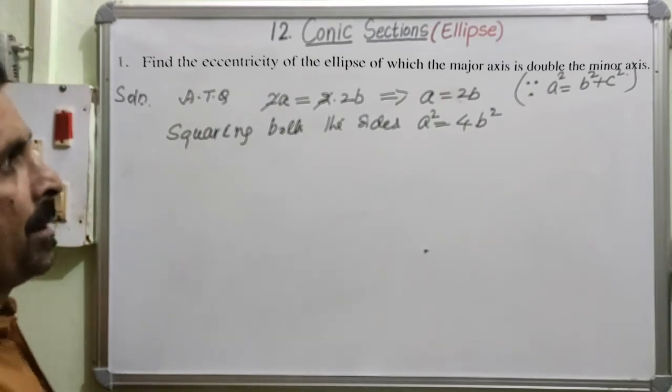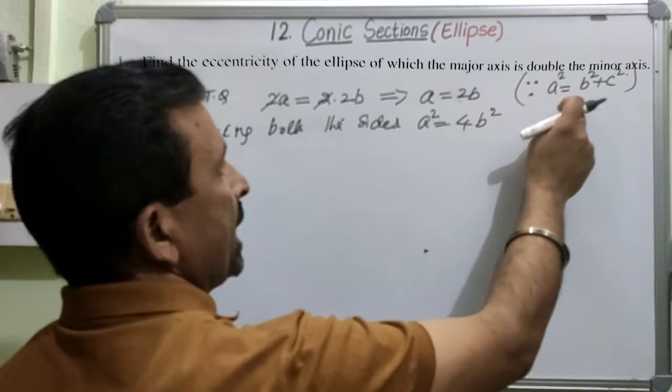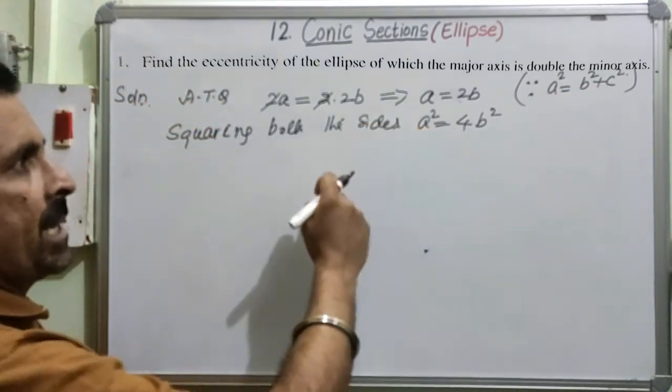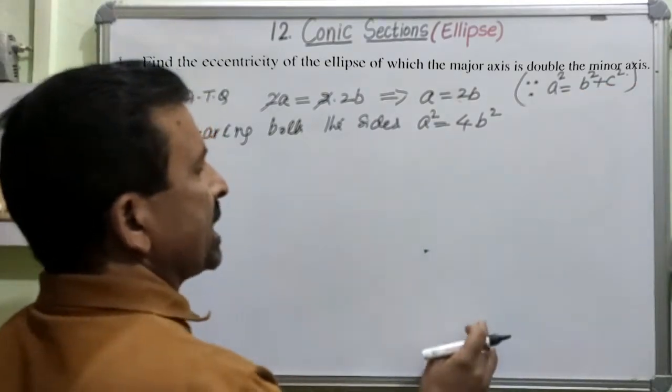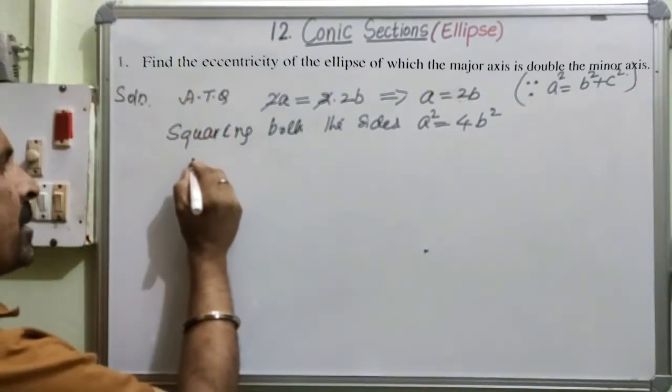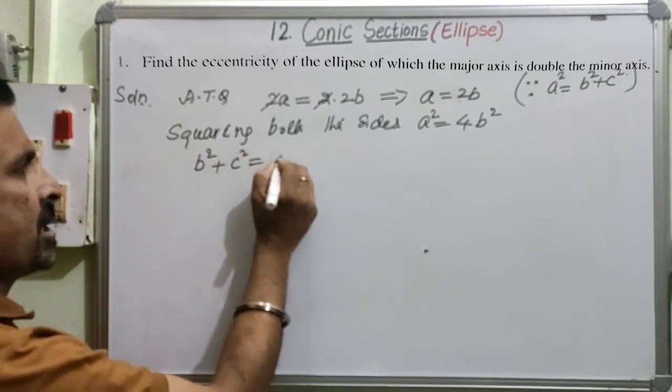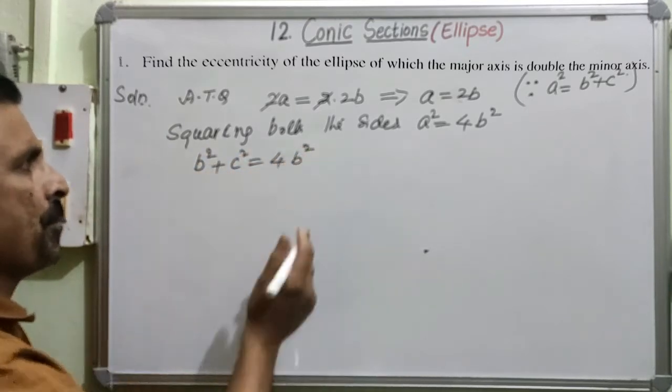Now, using this formula, a square is equal to what? b square plus c square. Right? So, can we replace this a square by the sum of b square plus c square? If we do so, this becomes b square plus c square is equal to 4b square.